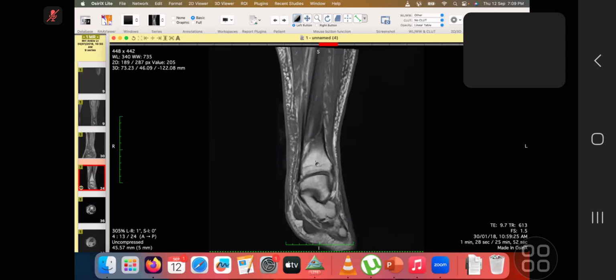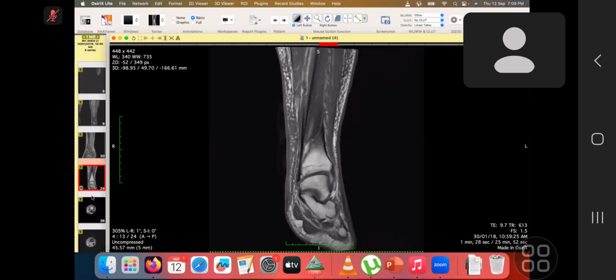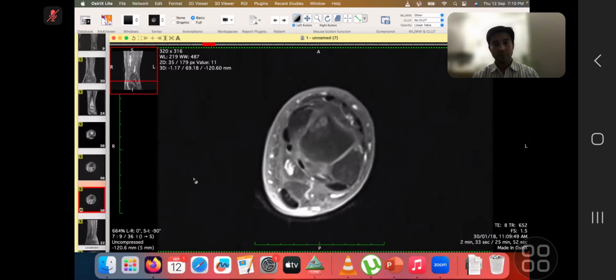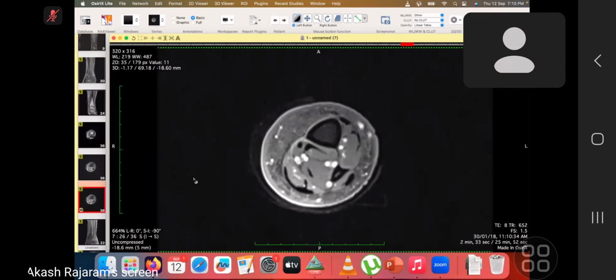And let me just show you the T2 axials. One second, doctor. Okay, these are the fat suppressed images, axial sections. You can just scroll through it.